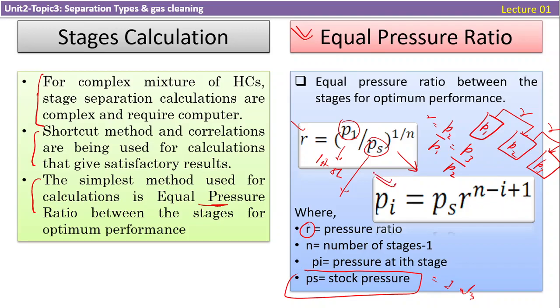So you can just rearrange it and find this pressure, where the value of N is the number of stages minus 1. That is the important thing. N is the number of stages minus 1, and Pi is the pressure at any stage i, at the ith stage. So all these values are given here. So we can find either the equal pressure ratio, or we can find the pressure at any given stage.